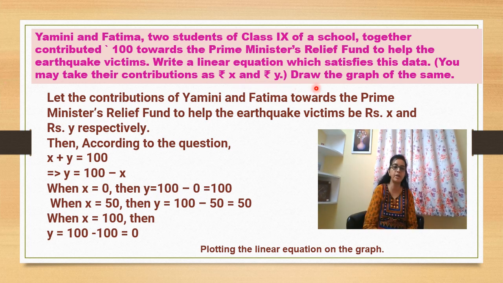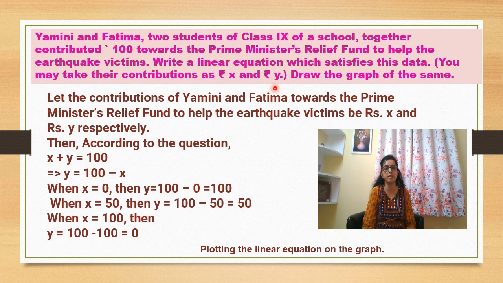This is the first time they have given a hint about which variables are to be used. So it's so simple. The sum has become easier because of this hint. Already they have told that the contribution of Yamini should be taken as rupees x and the contribution of Fatima should be taken as rupees y, which is already hinted in the question. So you need not even think which variables are to be used. Now you have to draw the graph of the same.